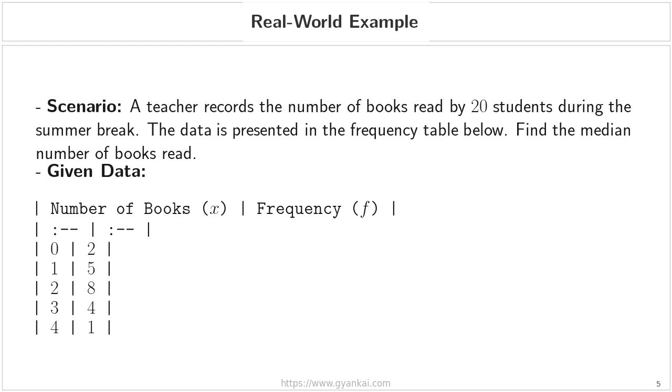Looking at the table provided, our first column, labeled X, represents the number of books read, ranging from 0 to 4. The second column, labeled F, shows the frequency, or how many students fall into each category. For instance, 2 students read 0 books, 5 students read 1 book, and so on.